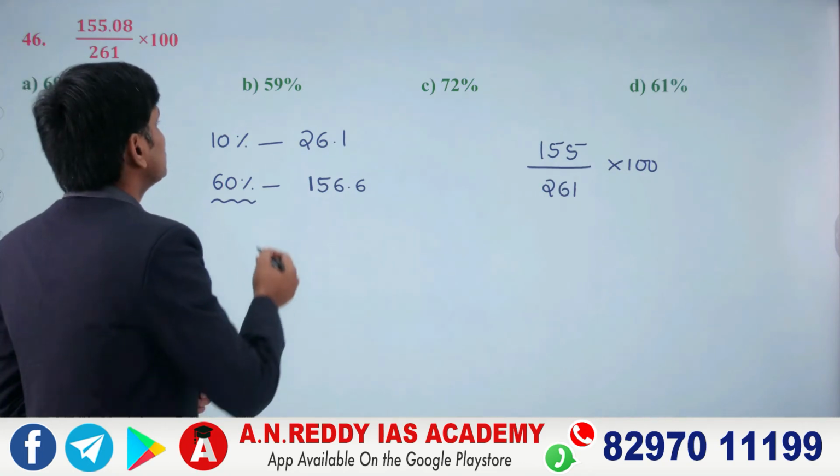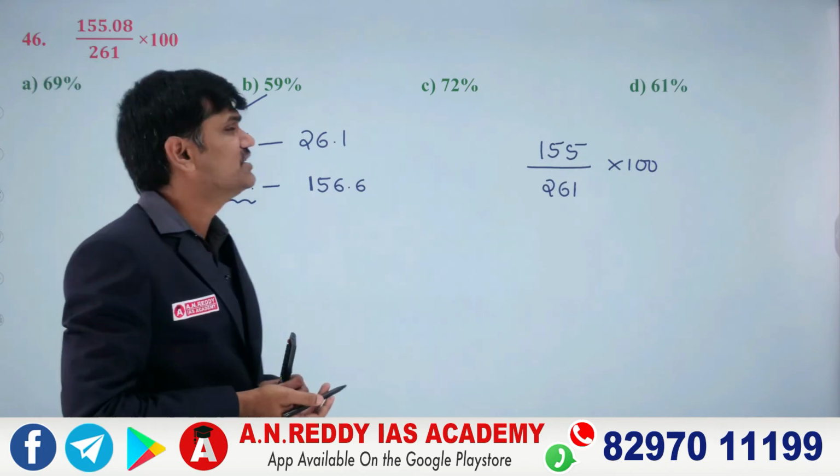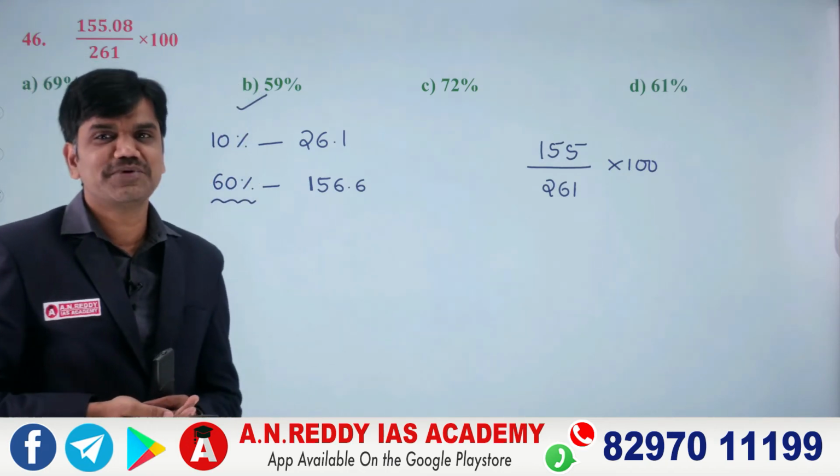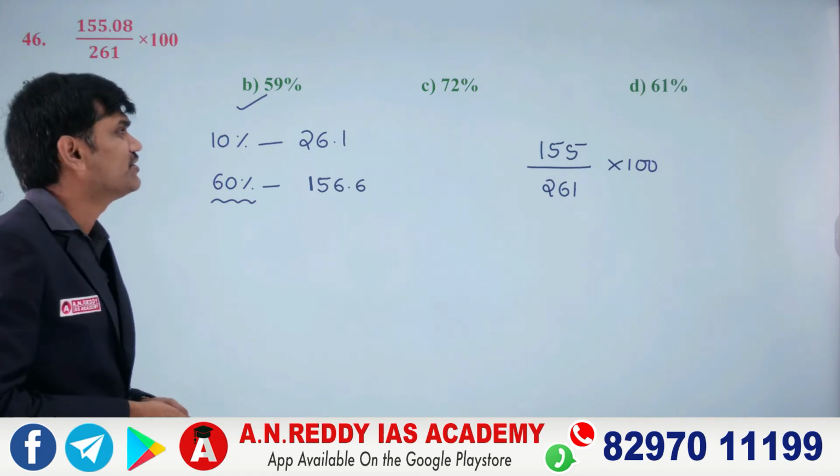Slightly less than 60%. There is only one option which is slightly less than 60%. That is how much? 59%. That's our answer. Is that clear? Please make a note of it.